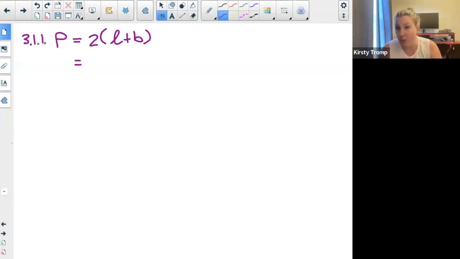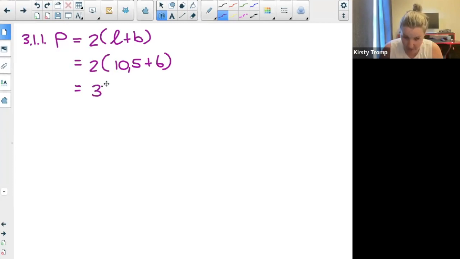It's really important that you write the formula out because you're going to get a mark. So you're going to say 2, open brackets, the length is equal to 10,5, and the breadth is equal to 6. So when I put that on my calculator, 10,5 plus 6 gives me 16,5. 16,5 times 2 gives me 33 centimeters.